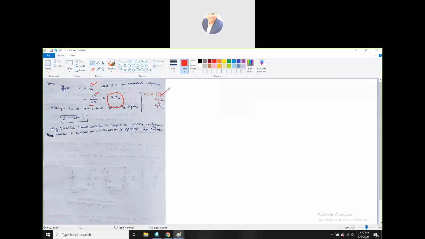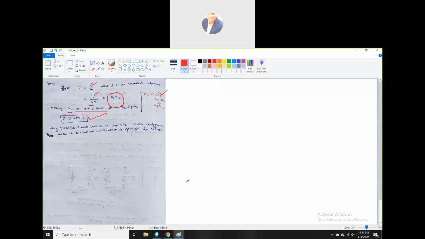Now Z11 is equal to simply 73 ohm, for a lambda by 2 dipole obviously. So if you just multiply it with 4, you will get the real impedance of 280 ohm, which is our target.